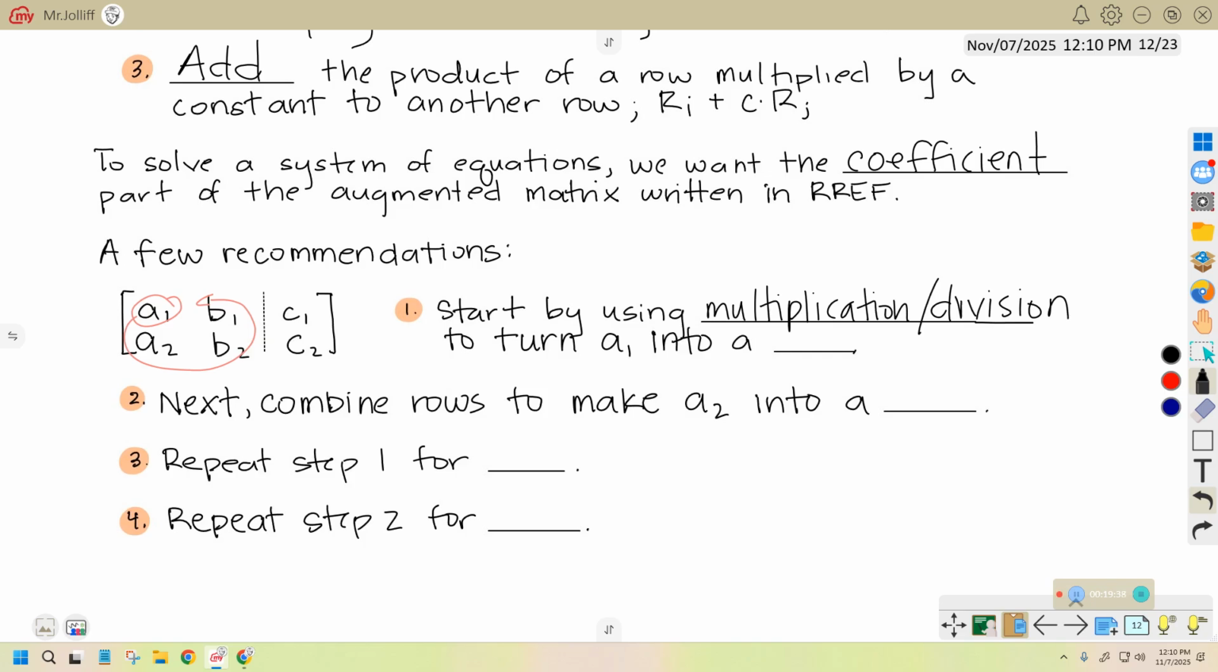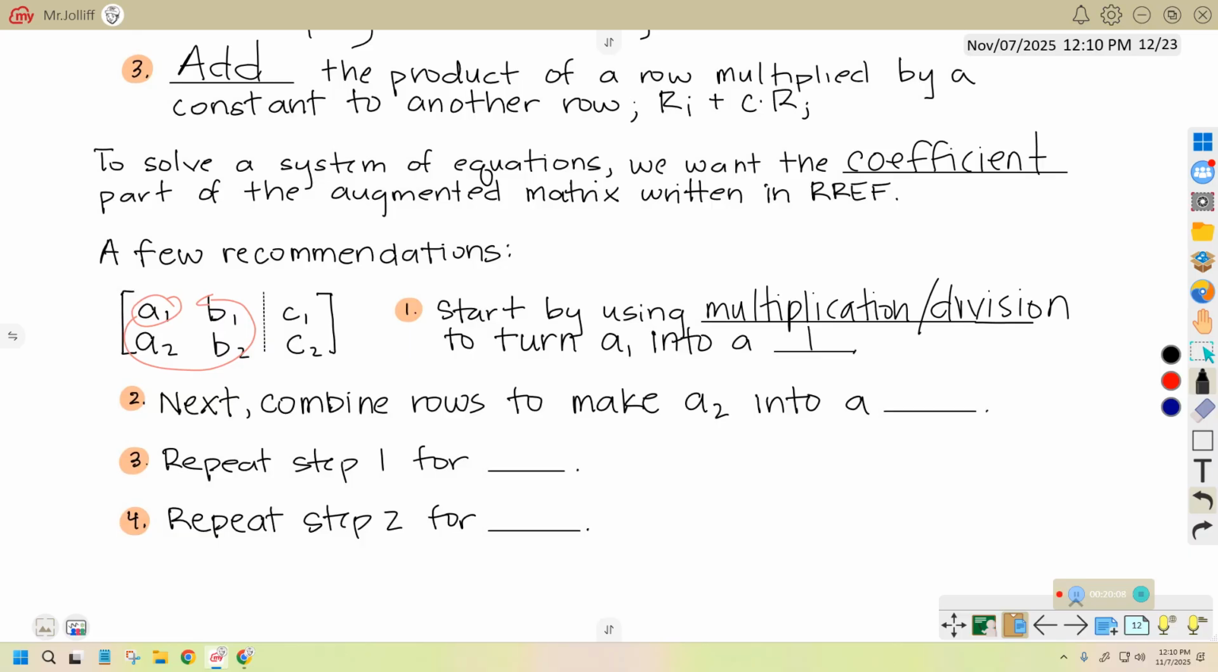to turn that first entry into a 1. So if I had A1 is 3, I'm going to divide that whole top row by 3. If A1 is 2, I'm going to divide the whole top row by 2. If A1 is 1/2, I'm going to multiply everything by 2. So multiplying or dividing that first row to turn the very first entry to 1. Because that's reduced row echelon form. I want 1, 0, 0, 1.